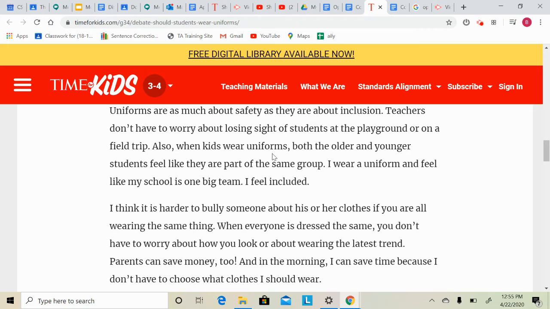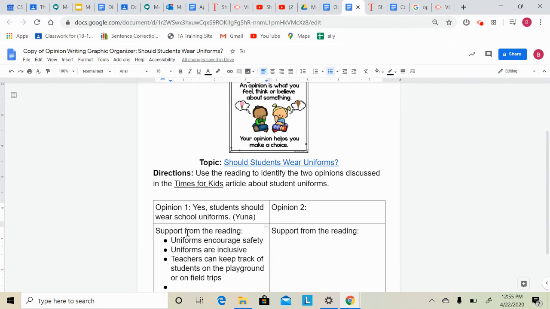When kids wear uniforms, both older and younger students feel like they are a part of the same group. Una personally feels like her school is one big team and she feels included. Now, if I think about this, I could make another bullet point, but if I'm going back in, I think that Una's point about it being inclusive kind of encompasses that. I think that her feeling included can be included in this point. So I'm not going to make a new point.